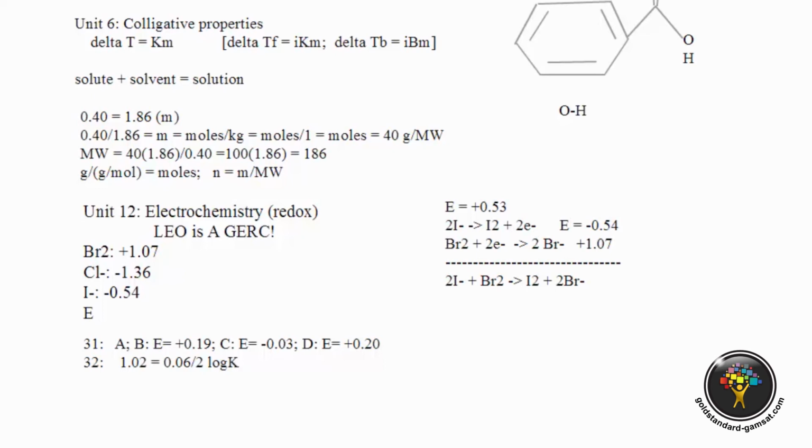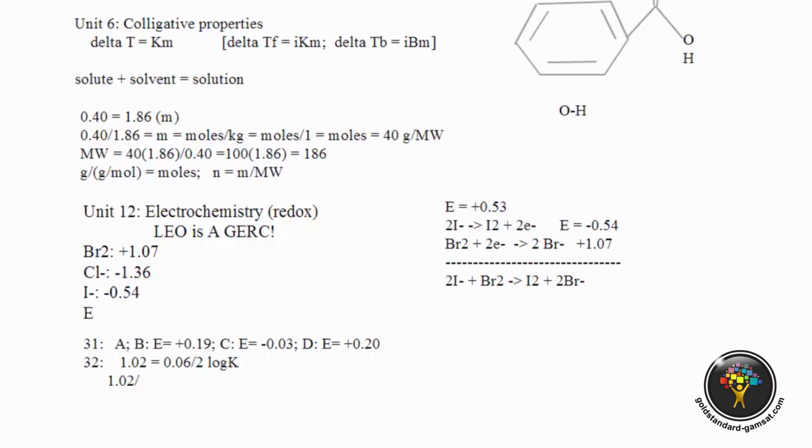Okay. So now just a little bit of math here. 0.06 divided by 2 is 0.03. So I have 0.03 on the right side of the equation. I'll divide both sides by 0.03. So I end up with 1.02.